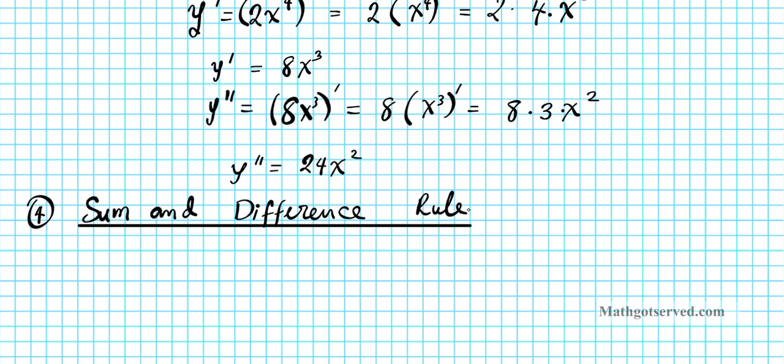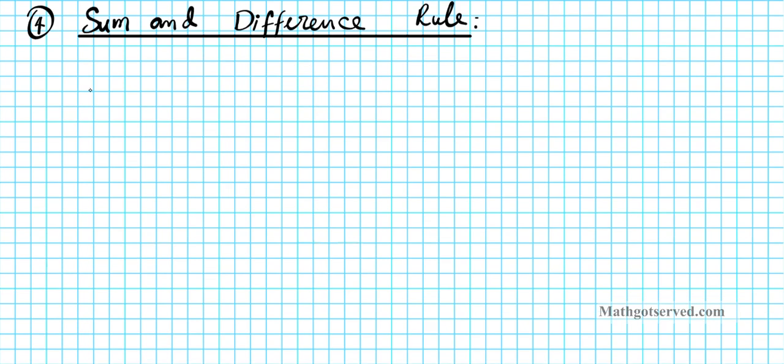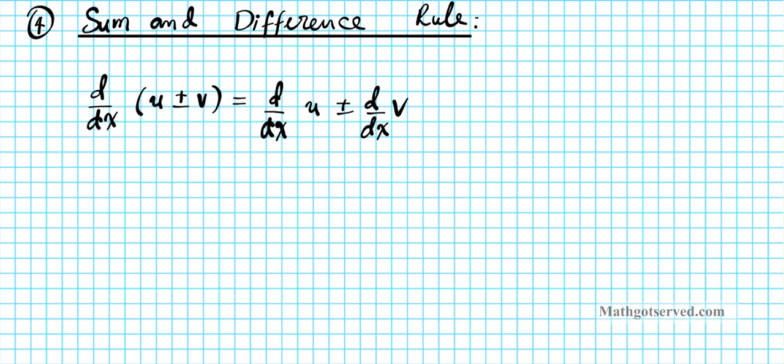All right, so the sum and difference rule is as follows. It says d dx of the sum or the difference of two functions, u plus or minus v, two equations compiled into one, is equal to the derivative of the first plus or minus the derivative of the second. So what does this look like?